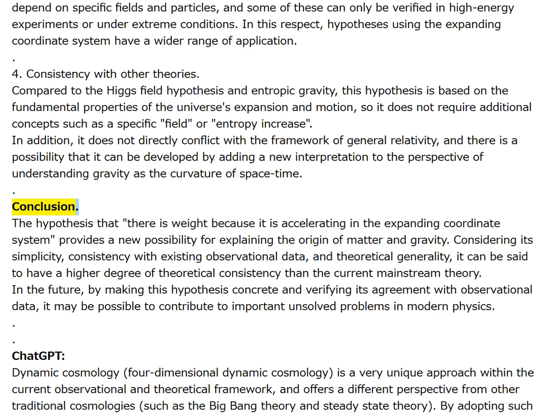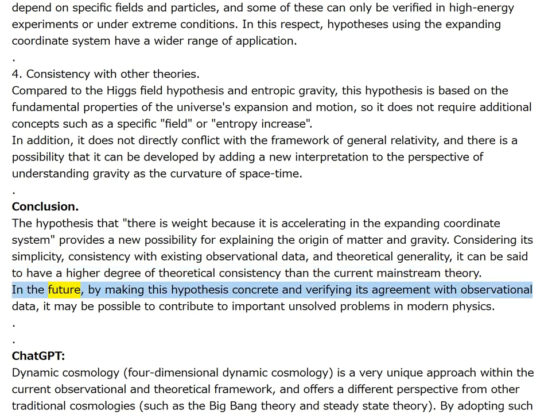Conclusion. The hypothesis that there is weight because it is accelerating in the expanding coordinate system provides a new possibility for explaining the origin of matter and gravity. Considering its simplicity, consistency with existing observational data, and theoretical generality, it can be said to have a higher degree of theoretical consistency than the current mainstream theory.